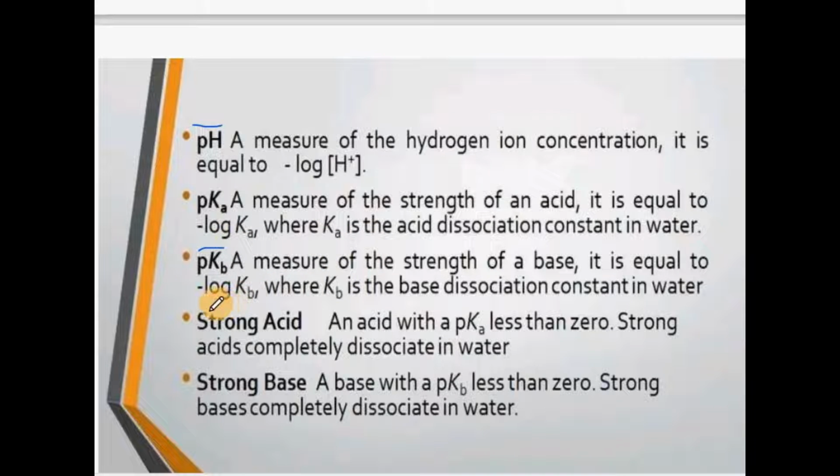We can have a strong acid. A strong acid is one which has a pKa of less than 0. Then a strong base is one which has a pKb of less than 0. So strong acids basically dissociate totally in water. That is, they give out all the hydrogen ions they have. And strong bases also dissociate in water. That is, they give out hydroxide ions completely in water.